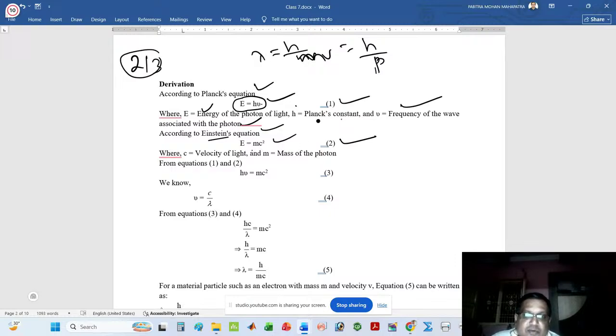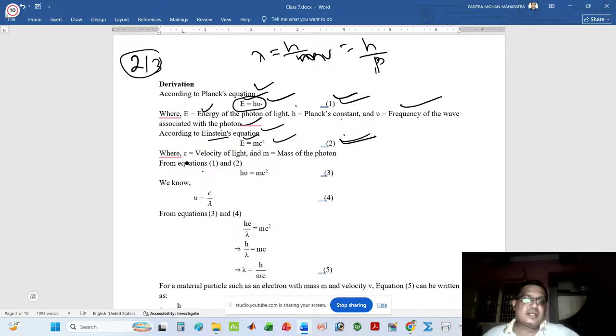Here m is the mass, c is the velocity of light. If you think about equations 1 and 2, from equations 1 and 2 we can say that in the left side both terms are E. That means they are equal. Look at that. In equation 1, in the left side, E is present. In equation 2, in the left side, E is also present. So here I can say that if left sides are equal, then right sides are also equal.